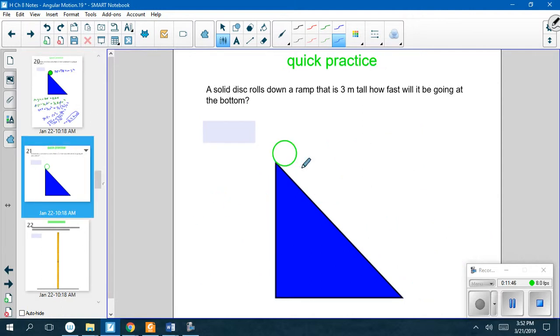Notice that this velocity is smaller than this velocity over here. Because some of this potential energy goes to making it roll. It has a moment of inertia, this resistance to rolling, so some of that energy has to go to make it roll. So it's not going to go as fast.